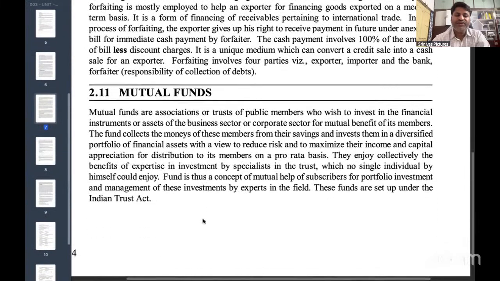Next one is mutual funds. Mutual funds are an association of trust public members. Mutual funds means it is a pool of amounts. The small savings are collected from the small investors by the financial institutions, and that amount again they are going to invest in the big projects. They will get the returns, and that return again they are going to distribute among the investors, the small investors.